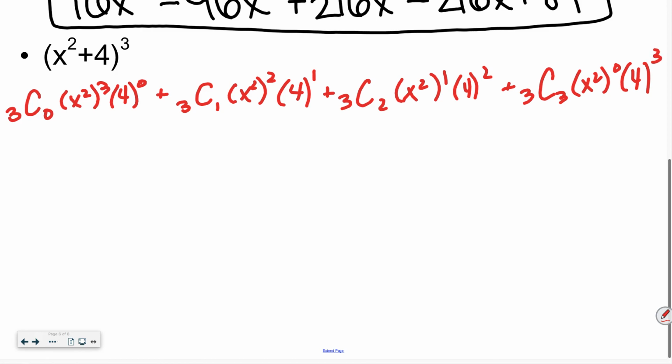As I've been walking around the room, this is what I'm seeing. Okay, that x squared is the first term, so it's getting that first power of 3 and then it decreases. The 4 is that second term, so it starts as a power of 0 and then it increases. How do you know that you have reached your last term? You know you reached your last term when it's to 0. Like you have 3C3, right? We can't have 3C4, that doesn't make sense. When these two numbers match in your combination, you know you're at the last term.